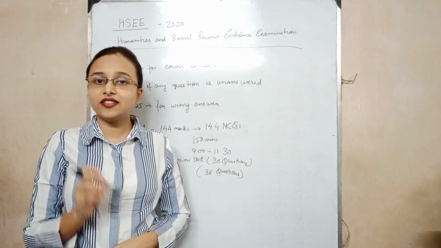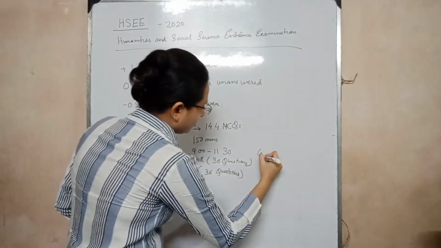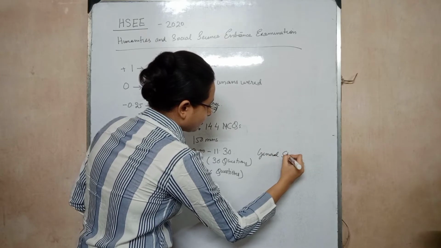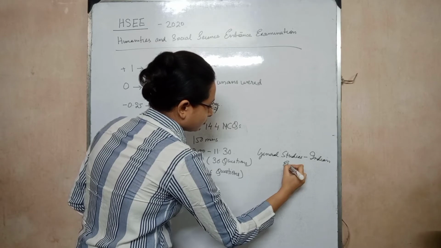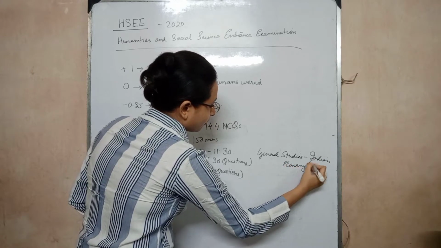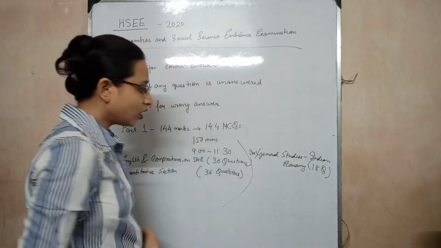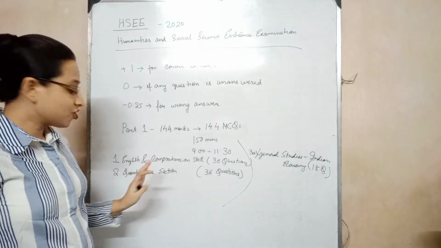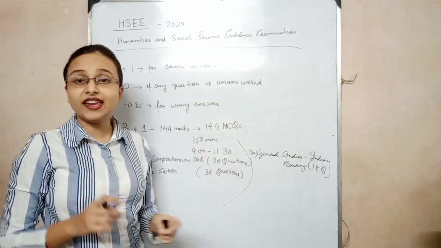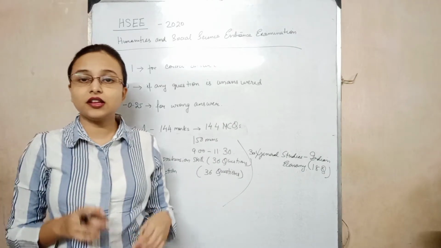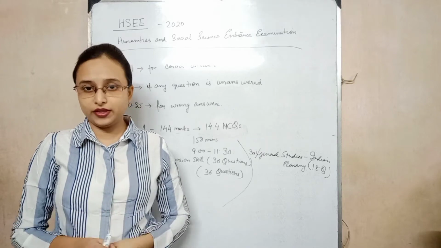3A will have general studies belonging to Indian economy. This will have 18 questions. This is 3A. So 1 was English, 2 was the quant section, 3A will be general studies comprising Indian economy. Now these will basically comprise questions from economics and statistics. So you have to be thorough with that.